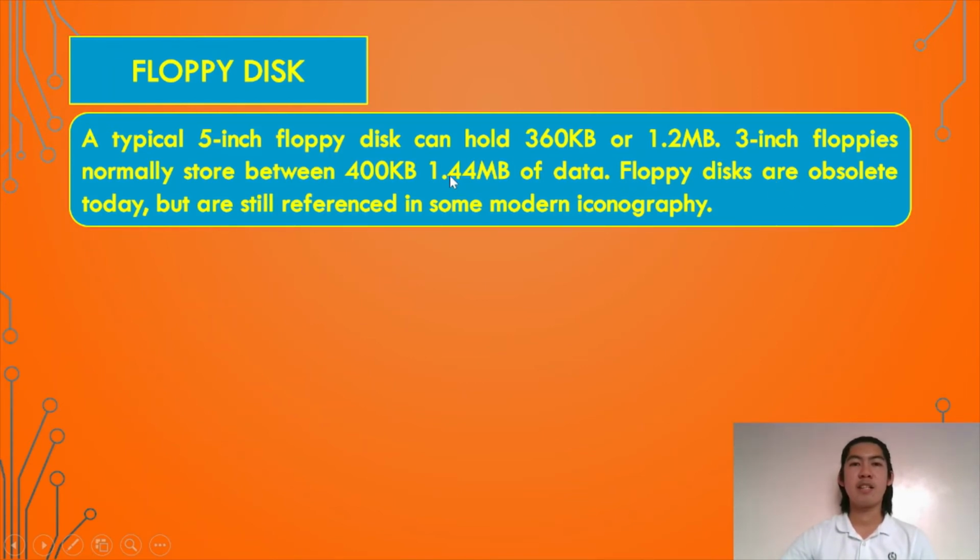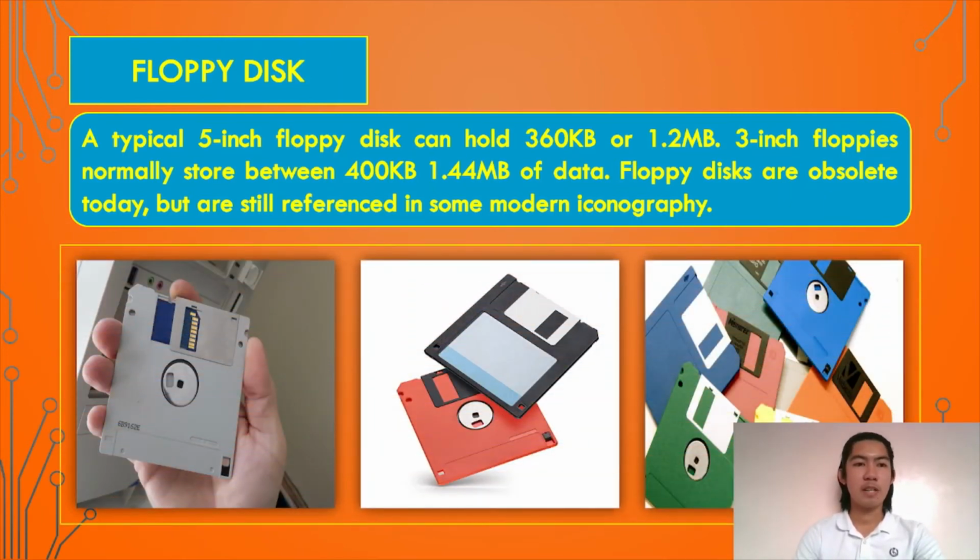Obsolete means parang hindi na siya mas ginagamit talaga sa ngayon, but are still referenced in some modern iconography. So pag sinasabing iconography, yung parang yung sa cellphone natin yung mga icons. So parang yung isang disk is laman lang nun yung mga icon na ginagamit natin. For example, yung mga emoji. Mas kaya natin yung emoji. So sa iconography lang is black and white lamang siya. Wala siyang colors. Ganito yung mga example ng illustration ng floppy disk. Parang maliit lamang na memory card siya, di ba?